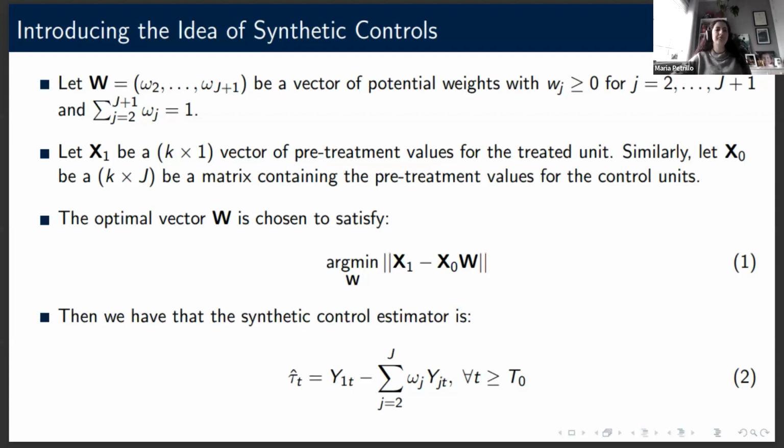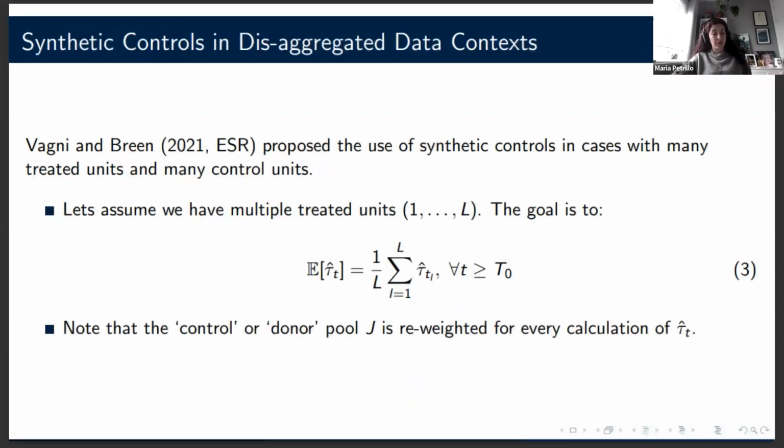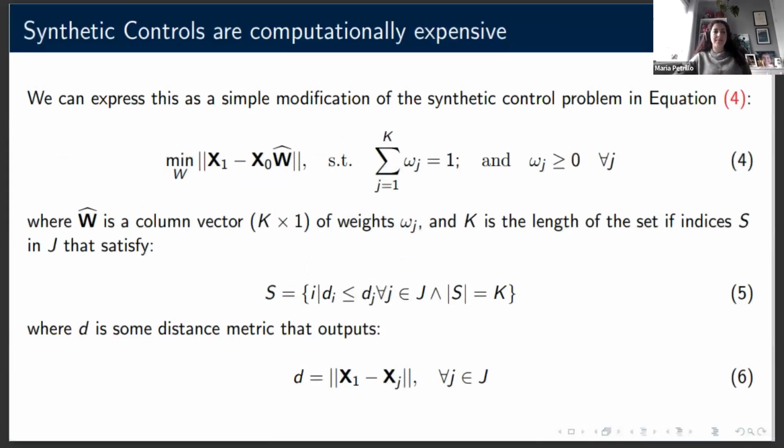Now, in 2021, Abadie and Bremen published a paper using the individual synthetic control method for the first time in the case of disaggregated data, so in the case in which there is not only one treated unit, but different treated units. And this is very simple, expressed in equation 3, where we have multiple treated units going from 1 to L. Now, as I was saying before, one of the disadvantages of the individual synthetic control is that it's really computationally expensive, especially in the case of large donor pool size. This can also lead to interpolation bias. So we propose a modification to the individual synthetic control.